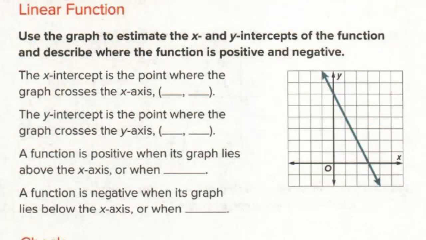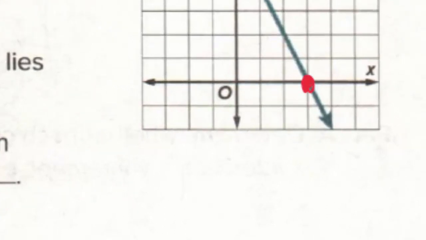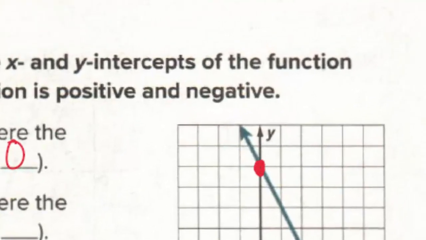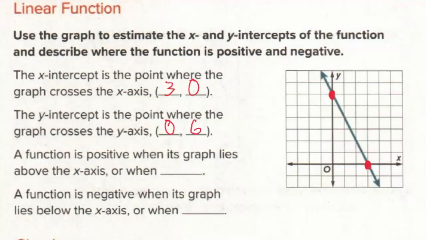Example 1, intercepts of the graph of a linear function. Use the graph to estimate the x and y intercepts of the function. Describe where the function is positive and negative. All right, so the x-intercept is one they're asking for first. That's the point where the graph crosses the x-axis, and it crosses right here. And it looks like that is at the position of (3, 0). And the y-intercept is up here, and that appears to be at 0 for x, 6 for y, so a domain of 0, range of 6.